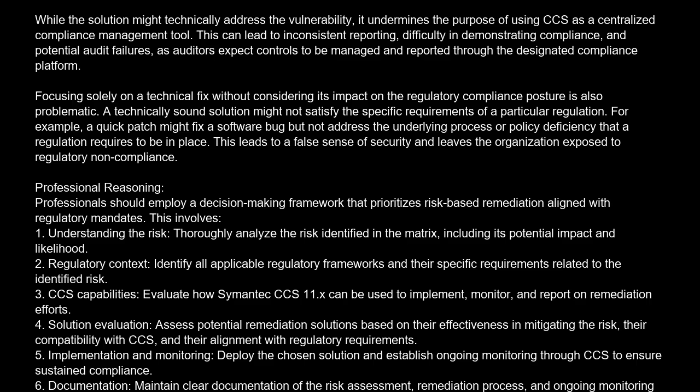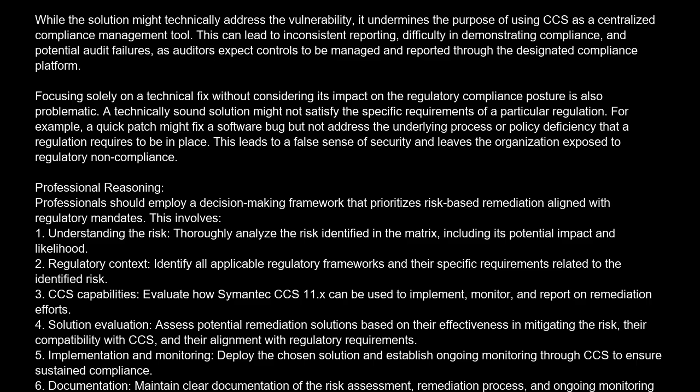Focusing solely on a technical fix without considering its impact on the regulatory compliance posture is also problematic. A technically sound solution might not satisfy the specific requirements of a particular regulation. For example, a quick patch might fix a software bug, but not address the underlying process or policy deficiency that a regulation requires to be in place. This leads to a false sense of security and leaves the organization exposed to regulatory noncompliance.